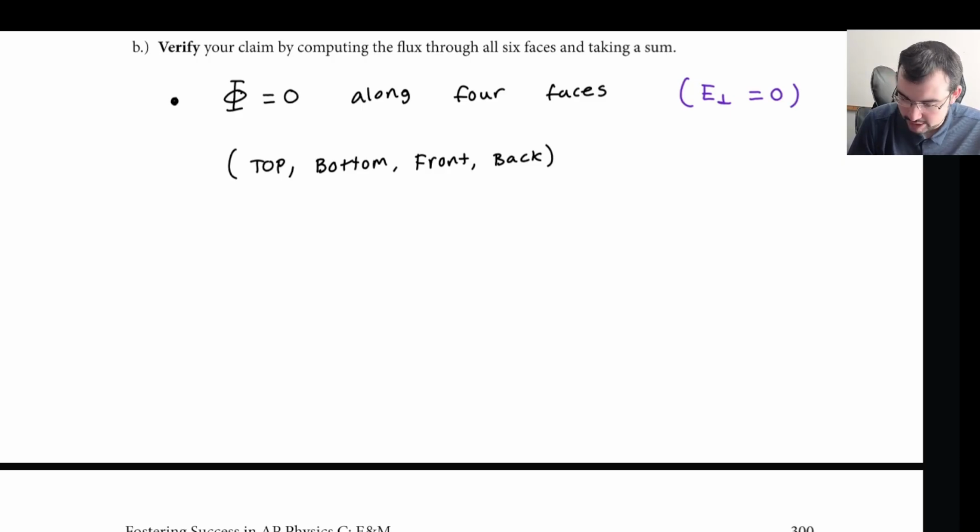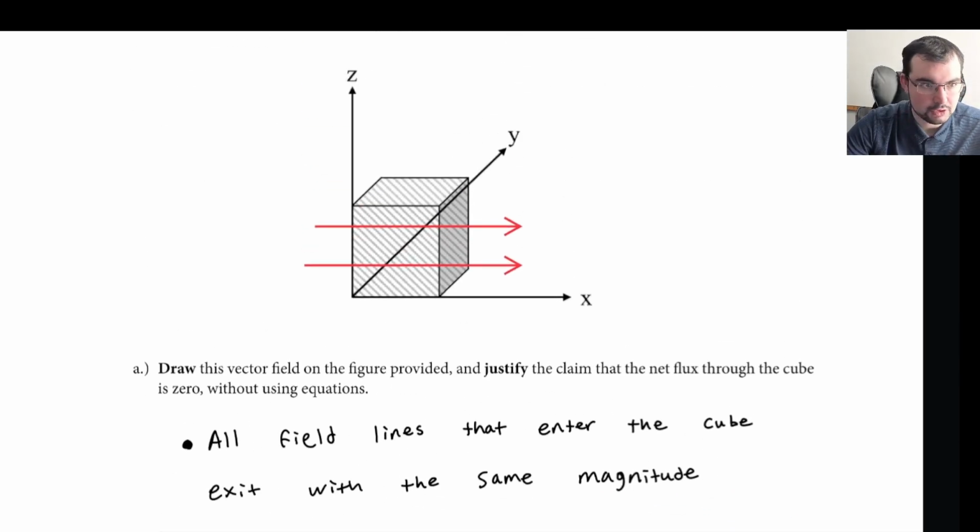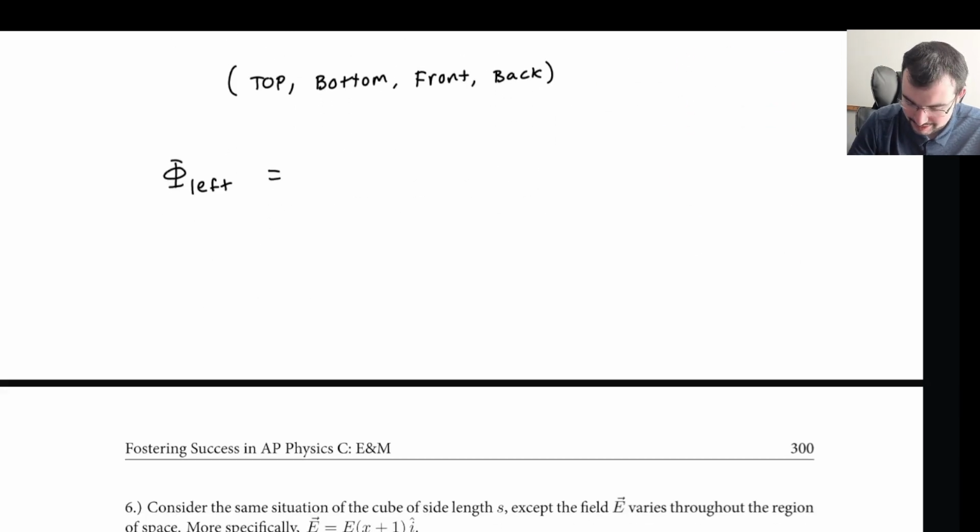So now we can just work it out for the left and right faces. So phi on the left face: this is where the field lines enter the surface for the first time. It's that left face where the lines enter. So we know it's going to be E, the field strength, times the area of one of the cube faces, which is S squared. And this is into the surface. So we say that flux is negative, because that would be a sink.